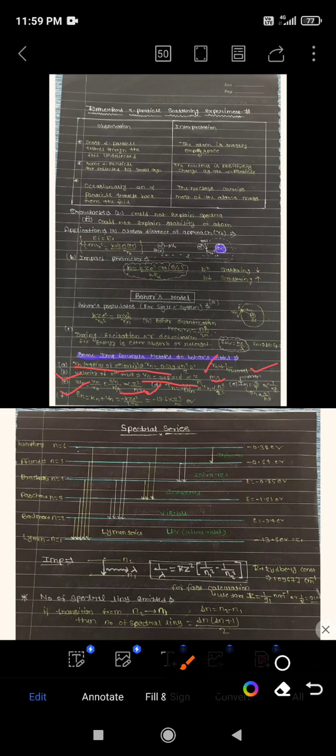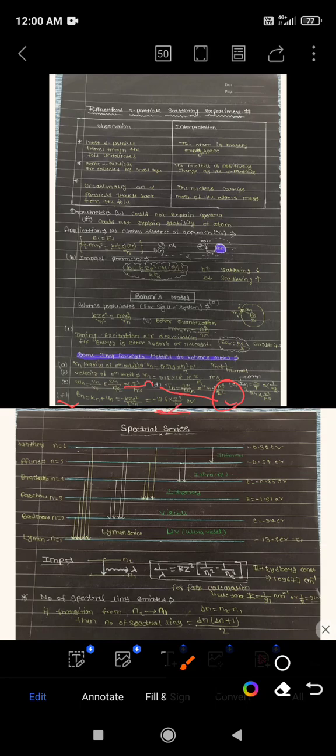Next is time period of nth orbit. Time period of nth orbit is 2 pi upon omega n. After putting the value of omega n from here, we will get n cube upon Z square, that is, time period of nth orbit is directly proportional to n cube and inversely proportional to Z square. And total energy is equal to minus 13.6 times Z square upon n square, and its unit is electron volt.